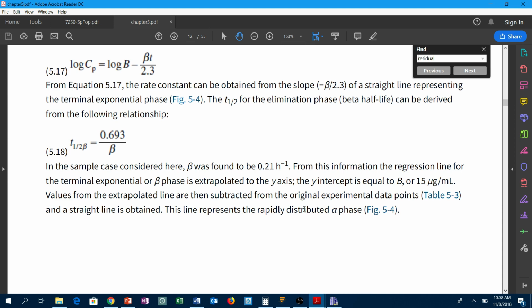Is time in log? I don't know, you tell me. Does time ever come in log? No. Is concentration going to be in log? Yes. Why? Semi-log paper. First order drill?